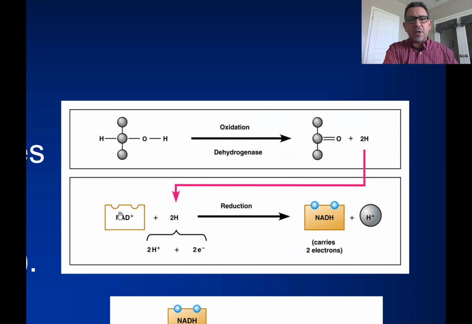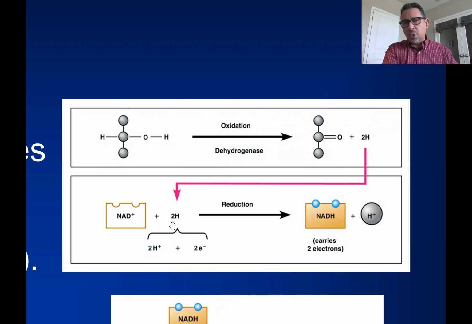And what is going to happen next? These hydrogen atoms are going to be picked up by NAD+. Remember, each hydrogen has 1 electron and 1 proton, or hydrogen ion. What NAD+, nicotinamide adenine dinucleotide, picks up is going to be precisely 2 electrons. The electrons can be seen here as blue dots. So there we have 2 electrons.